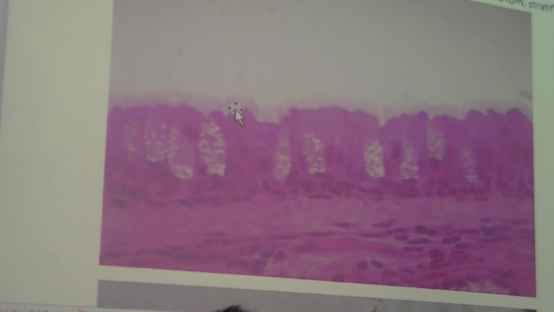Pseudostratified, and then you see these hair-like structures. They are called cilia. Pseudostratified, ciliated. Columnar means tall shape. Columnar epithelium means lining. So these cells, this tissue type, make pseudostratified, ciliated, columnar epithelium.